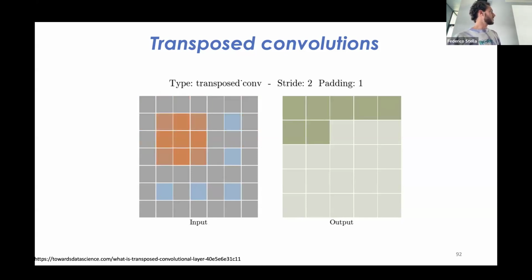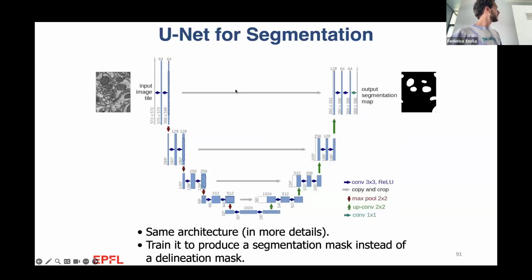And you can do it many times, just like with the normal convolutional block, where you do it many times and you get to very small sizes. You can do this many times and get to very big sizes. It's the same thing. So this is where the concept of UNet comes from.